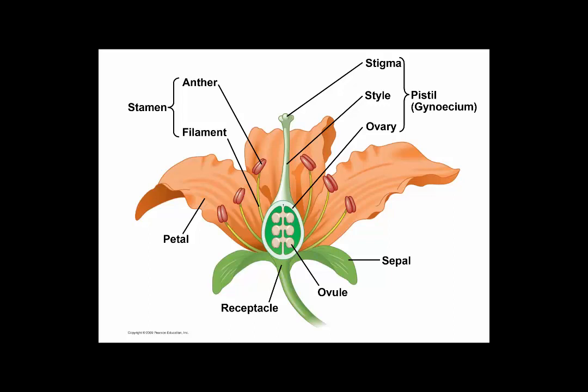Interesting configuration of the ovary here. It has a partition in it, and there's basically seeds on one side and seeds on the other. So what I would like for us to think about is how flowers reproduce. And so, flower sex.